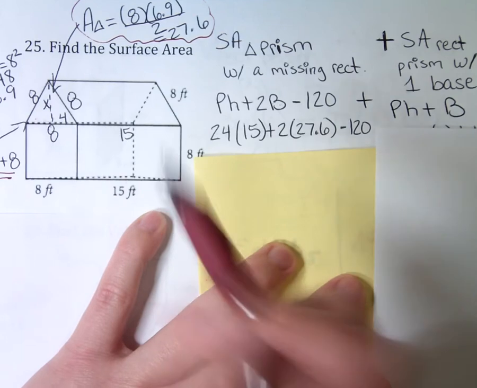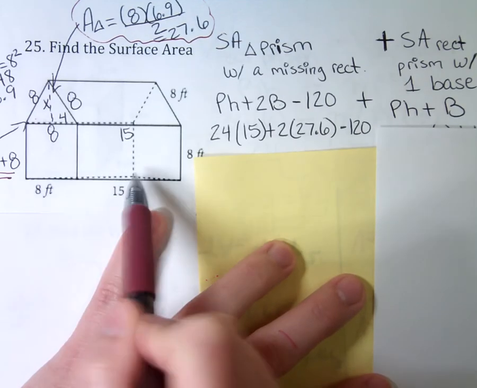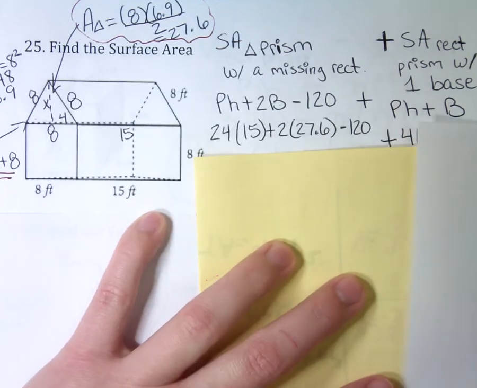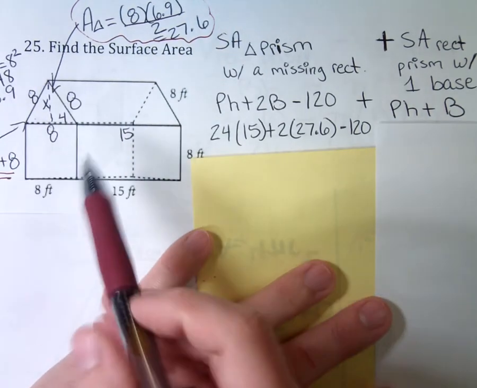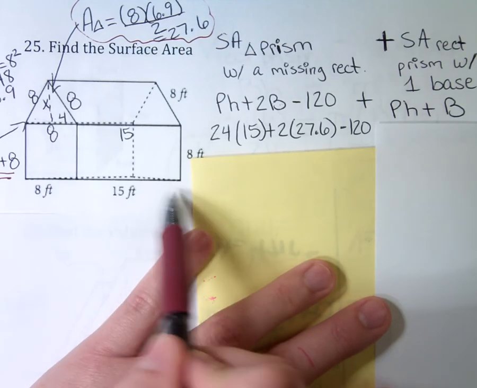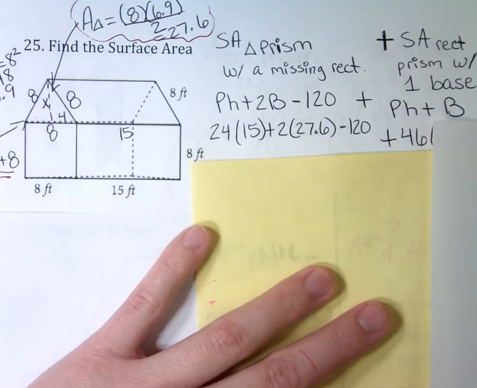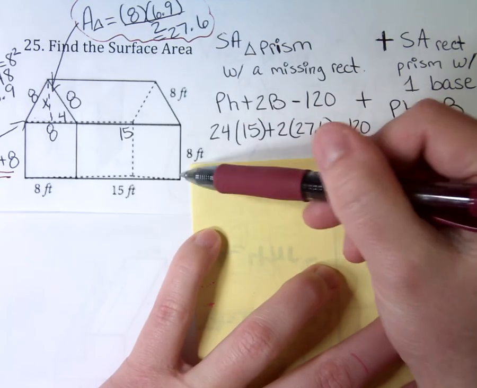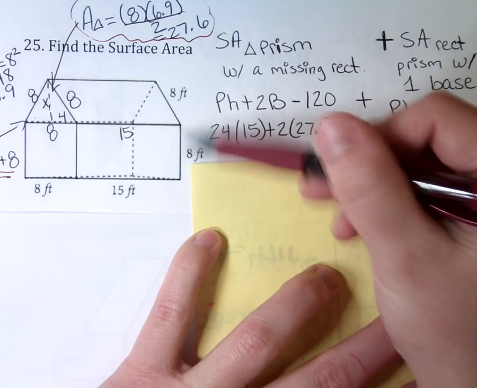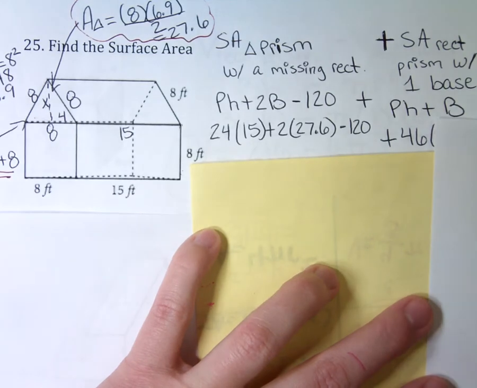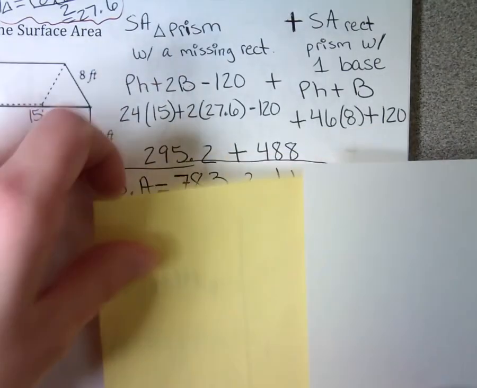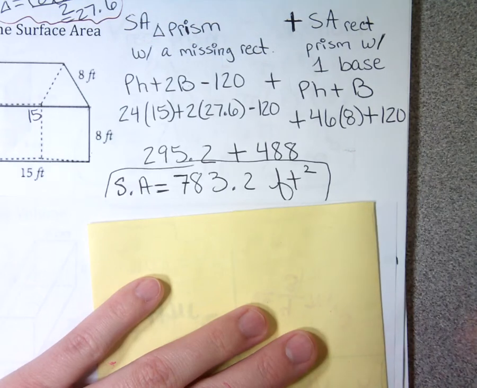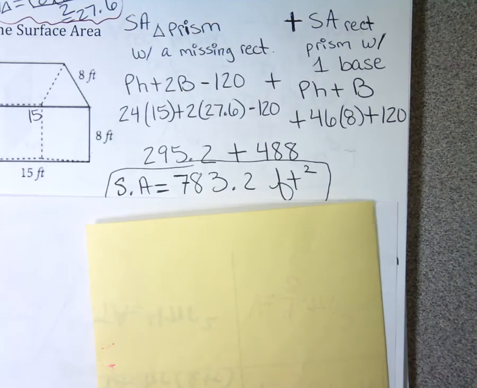Quite honestly, any of these surfaces could be the bases. I had the bottom be the base. Oh, I'm sorry, capital P, perimeter of the base. So if I want to find the perimeter of the base, I add 8 plus 15 plus 8 plus 15. That makes 46. The height of it is 8. Remember, the height connects the bases together. And then capital B is the area of the base, which is 8 times 15, and that makes 120. And then all I did was just work it out. 783.2 square feet.